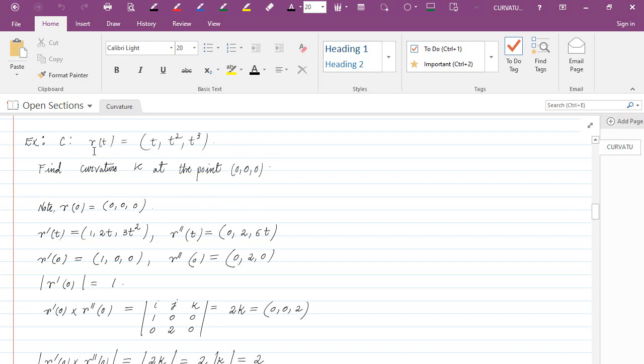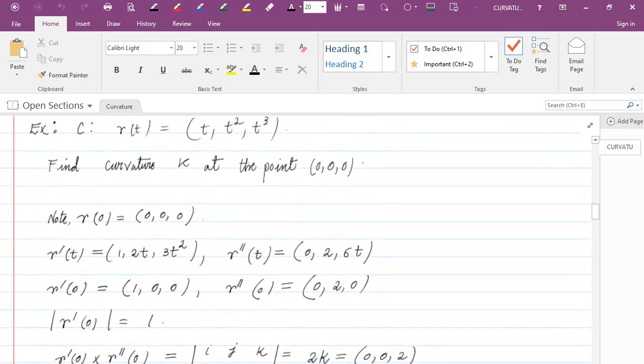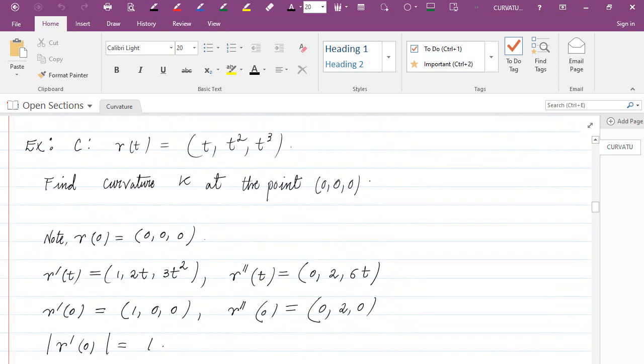So let's compute r prime of t. R prime of t would be the derivative of t, which is 1, the derivative of t squared is 2t, the derivative of t cubed is 3t squared. R double prime of t would be the derivative of 1 is 0, the derivative of 2t is 2, the derivative of 3t squared is 6t. So this is r double prime of t.